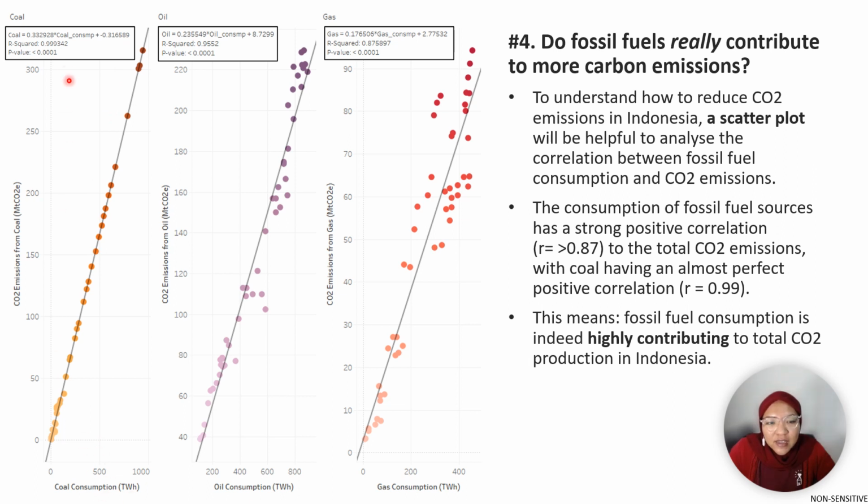So let's see here. The first scatter plot is on coal, second is on oil, and the third one is on gas. You can see it shows a strong positive correlation in all 3 graphs. With coal having the strongest positive correlation, and gas the lowest, but it's still strong, right? And from the scatter plot here, we can see that the consumption of fossil fuel sources has a strong positive correlation, minimum 0.87, to the total emission, with coal having a most perfect positive correlation. This means that fossil fuel consumption is indeed highly contributing to total CO2 production in Indonesia.